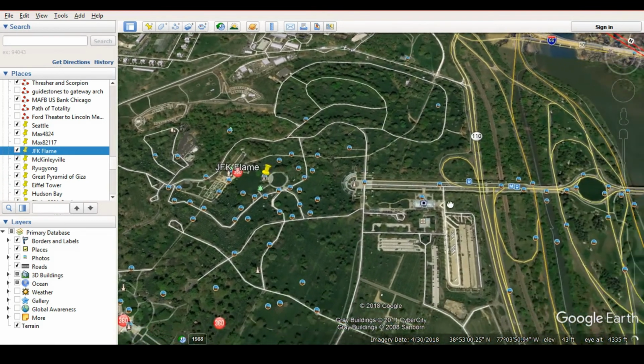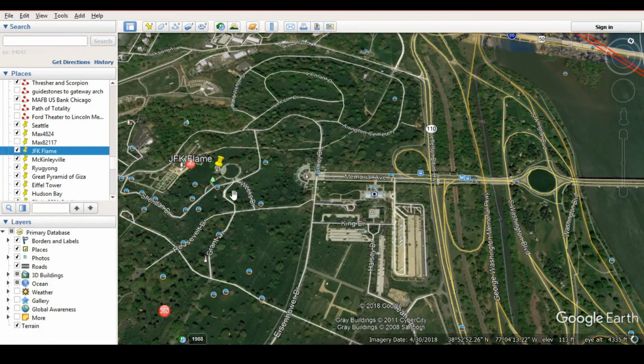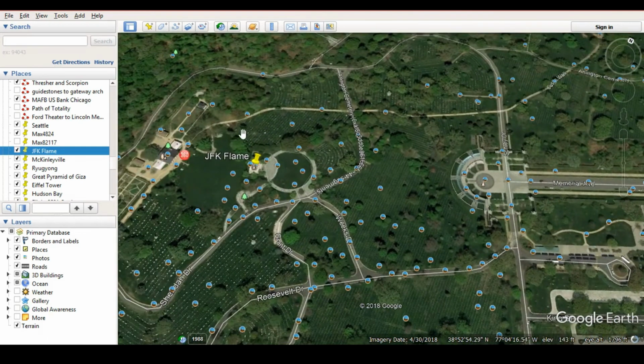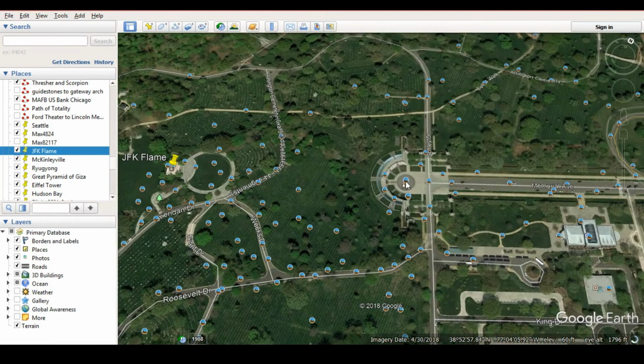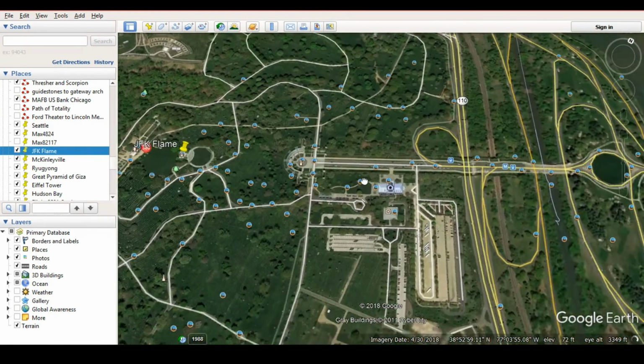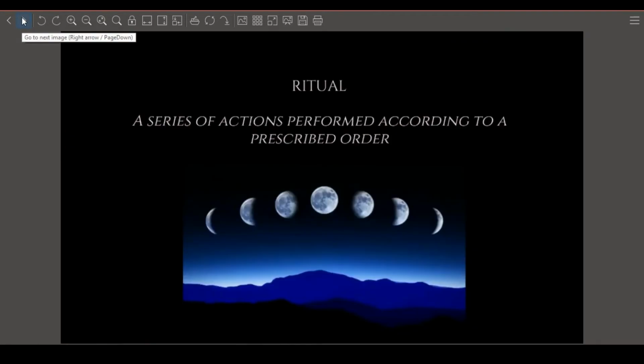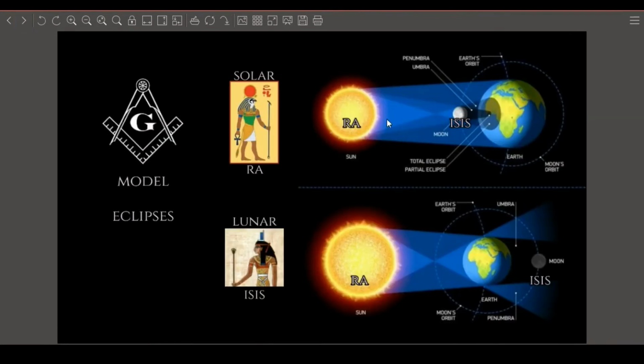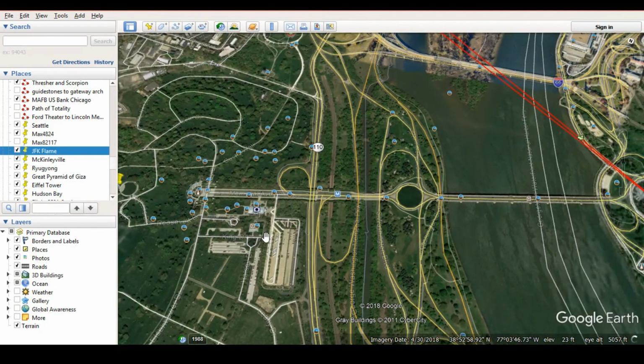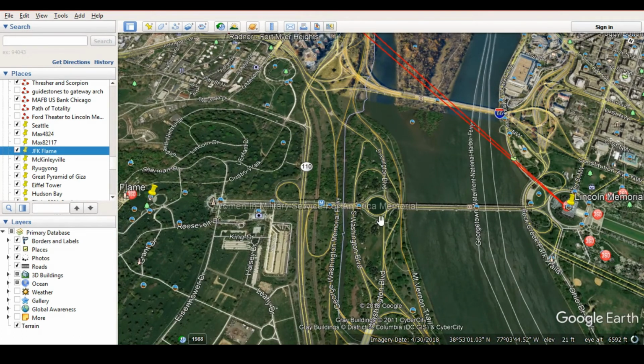There's a solar eclipse also encoded into this complex. So if we look at the JFK flame gravesite as representing the sun, then we have the moon right here, and then this courtyard here would represent the Earth. So then we have our model of the solar eclipse, sun, moon, Earth, the moon casts its shadow onto the Earth. And this alignment here with the sun, moon, and Earth represents the Great American Eclipse on August 21st, 2017, because it points directly to the Lincoln Memorial.